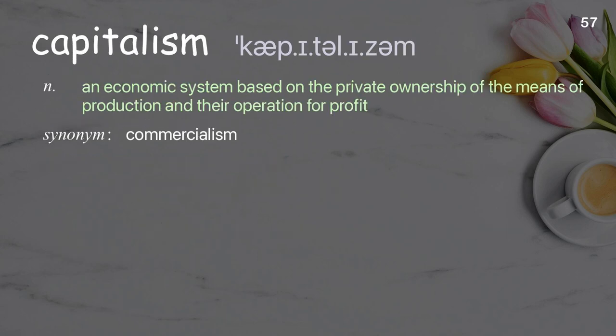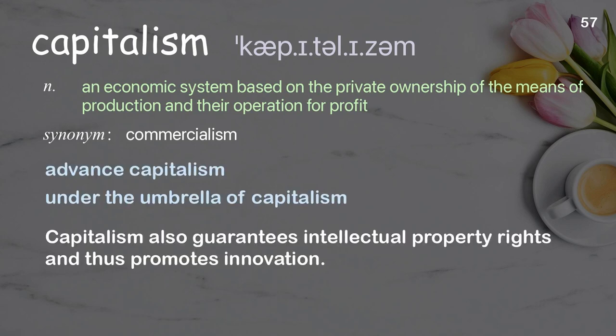Capitalism. An economic system based on the private ownership of the means of production and their operation for profit. Examples: advance capitalism, under the umbrella of capitalism. Capitalism also guarantees intellectual property rights and thus promotes innovation.